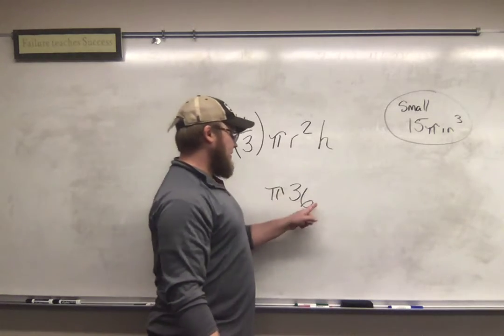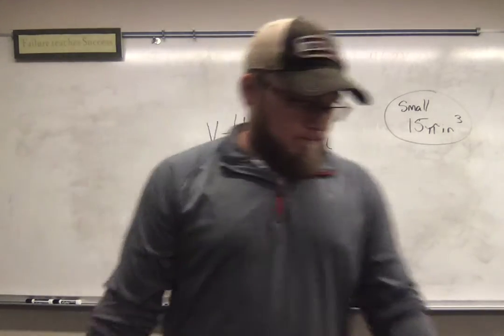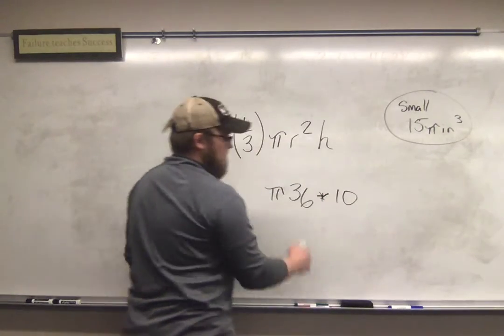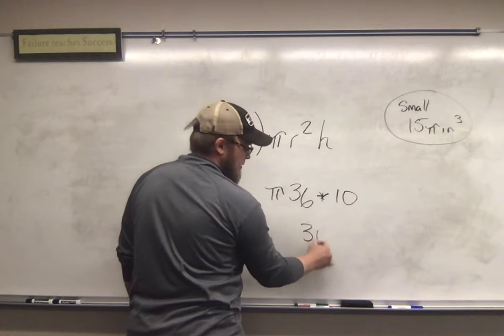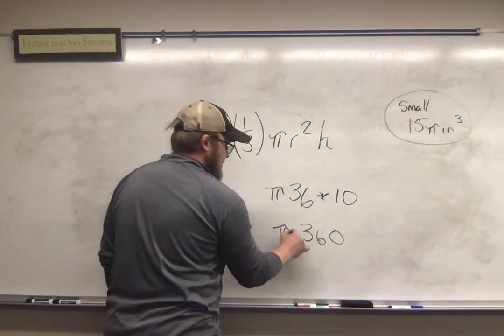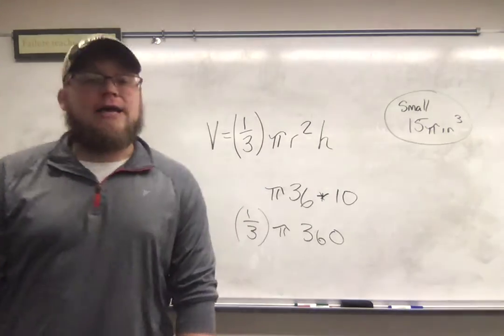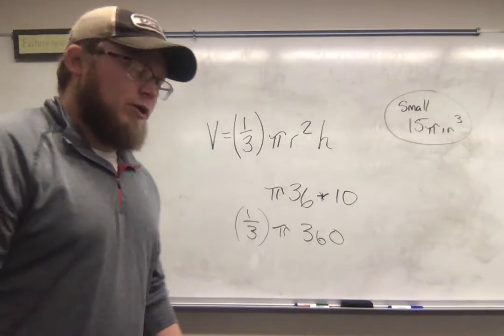I like to take 36 times the height, which is 10. 36 times 10 is 360 pi. And remember, it doesn't want us to multiply by pi yet, so it just wants us to leave that alone.